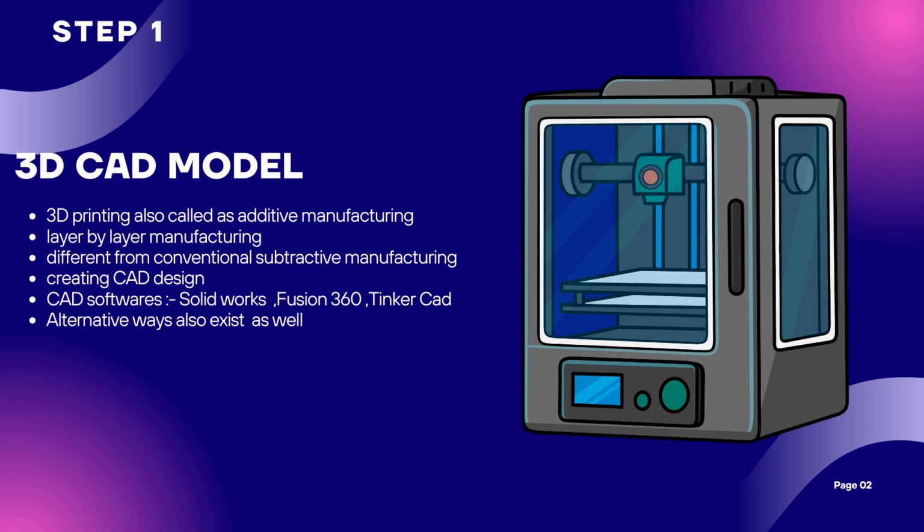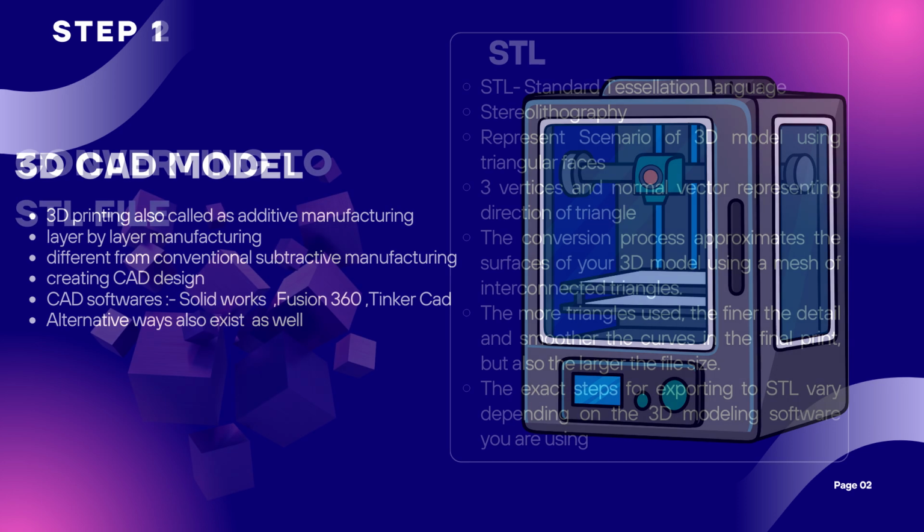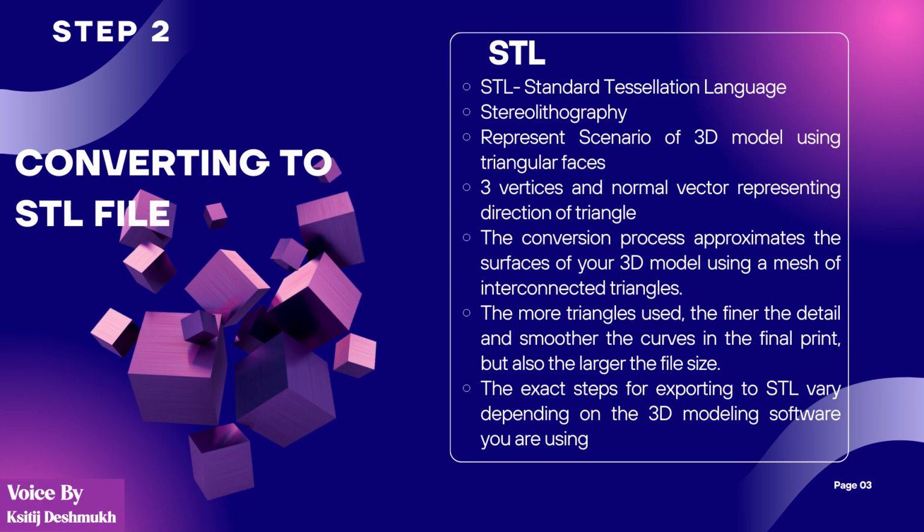Now, shifting to the next step, which is converting to STL file. The second step of 3D printing is converting the 3D CAD model into the STL file format. Once the digital model is completed, it is converted into an STL file. It is a file format that is essential for all 3D printing processes.